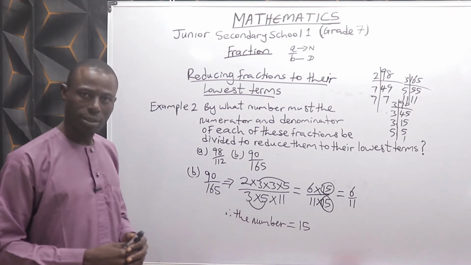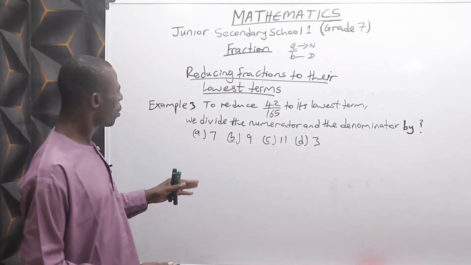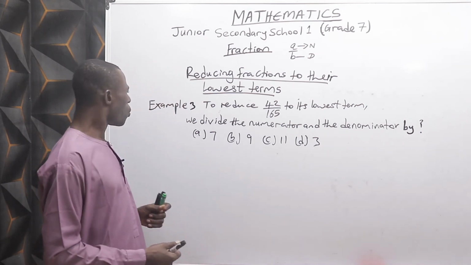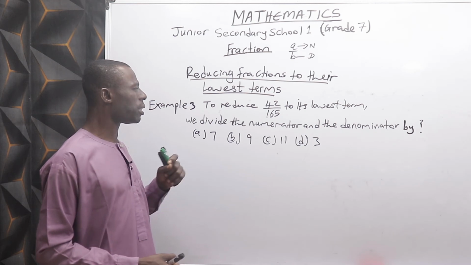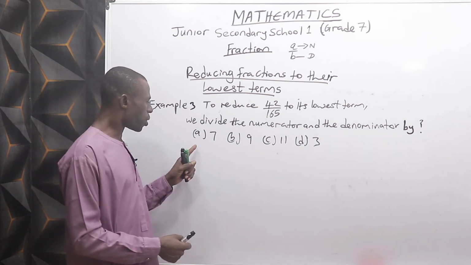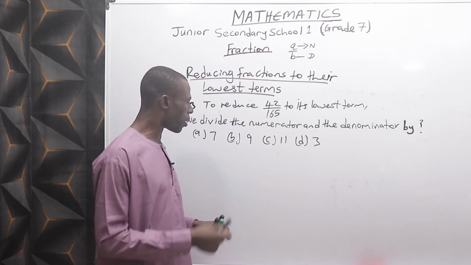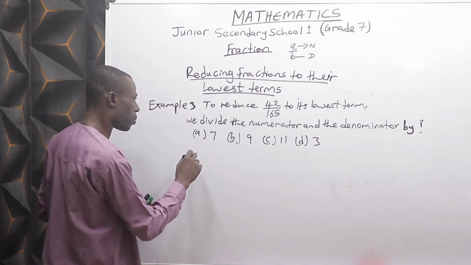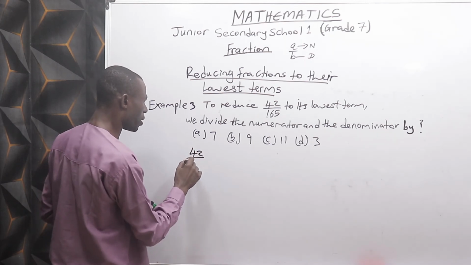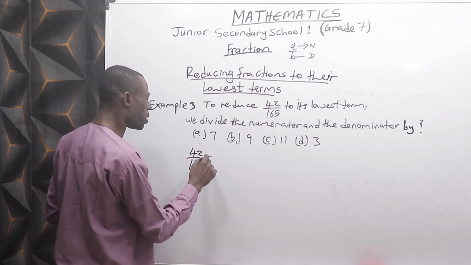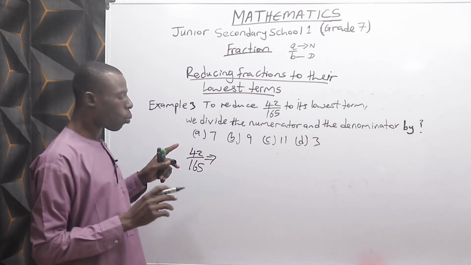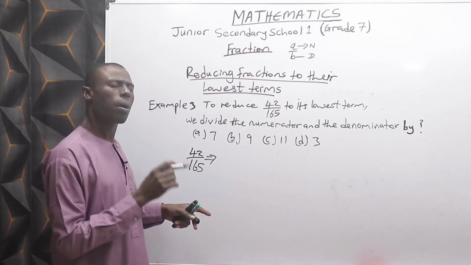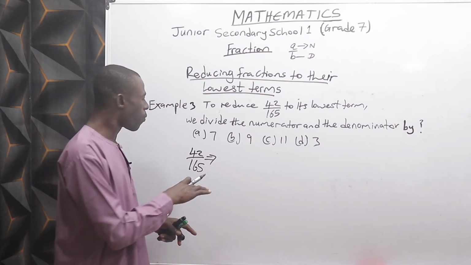Do we understand? Let's consider example 3. To reduce 42 over 165 to its lowest term, we divide the numerator and the denominator by option A, 7, option B, 9, option C, 11, option D, 3. Let's find it out. 42 over 165. To reduce it to its lowest term, what we do is that we divide both the numerator and the denominator by the product of their common factors.